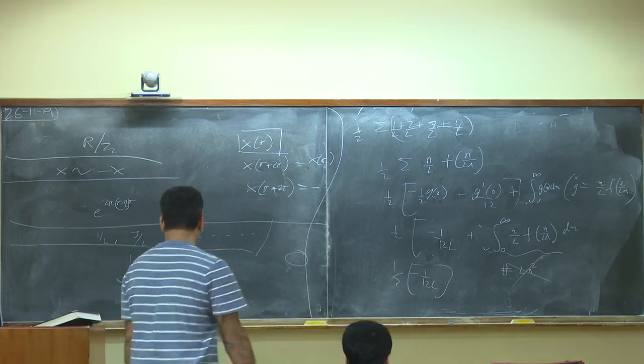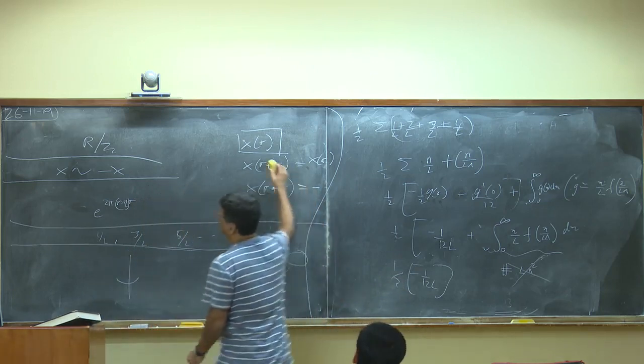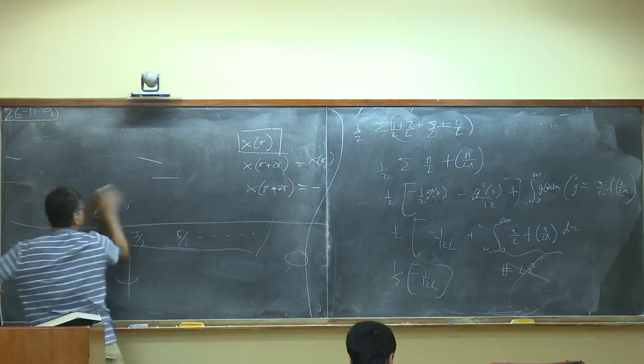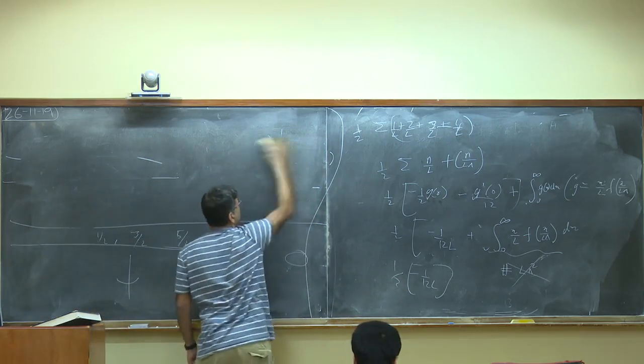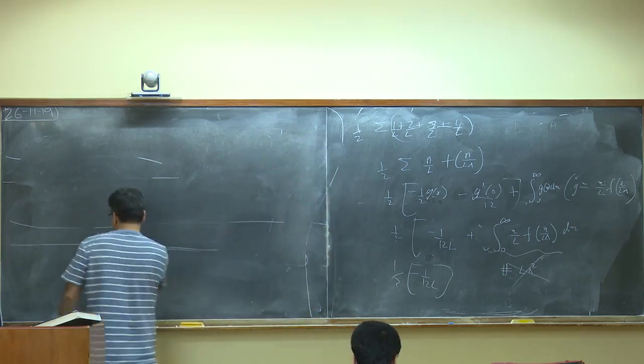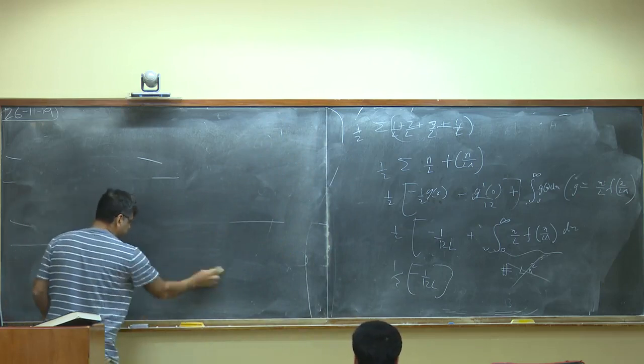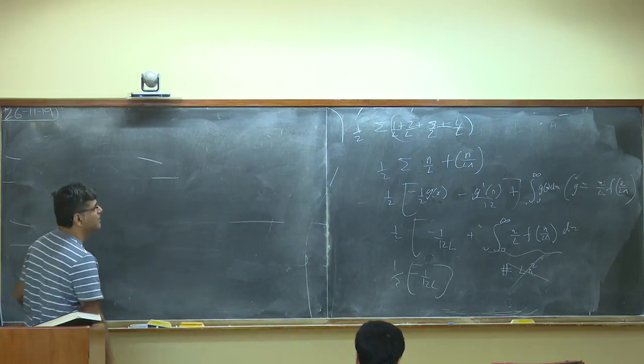Okay, now we're going to repeat that calculation where the sum runs not over integers, but over half integers, and see what the differences are.